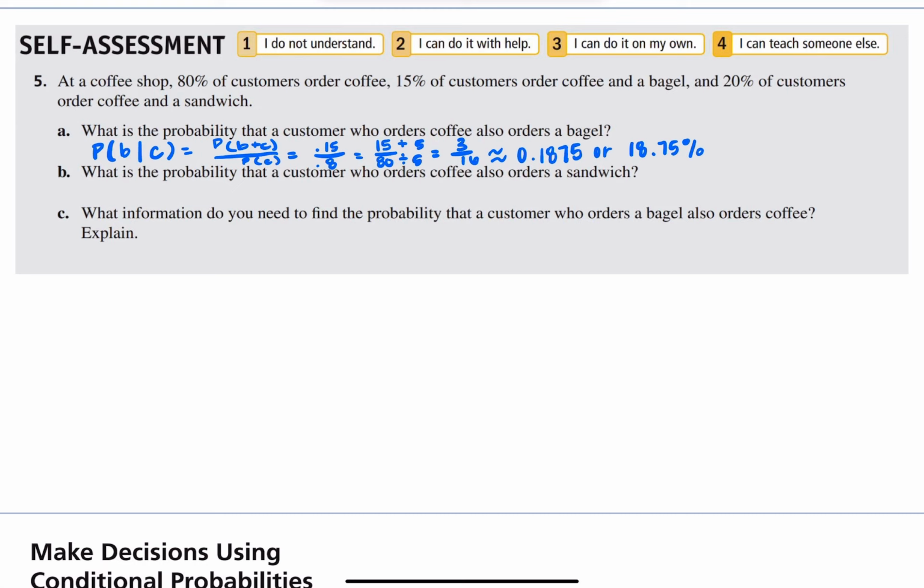All right, part B. What is the probability that a customer who orders coffee also orders a sandwich? So the probability that they order a sandwich given they ordered a coffee. So probability that they ordered a sandwich and a coffee given the probability they ordered a coffee. So sandwich and coffee is 20%. Over coffee is 80%. We can rewrite that as 2 over 8 and simplify down to be 1 over 4, which is 0.25 or 25%.